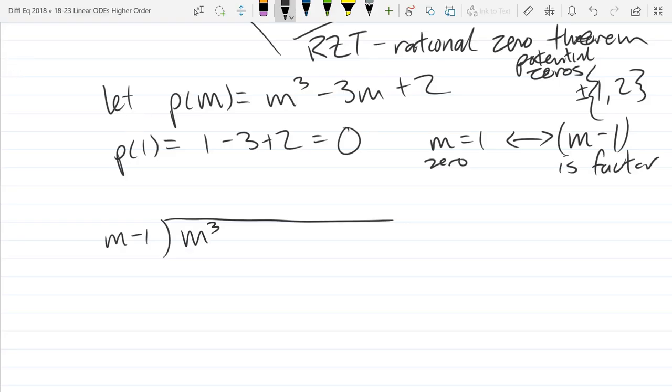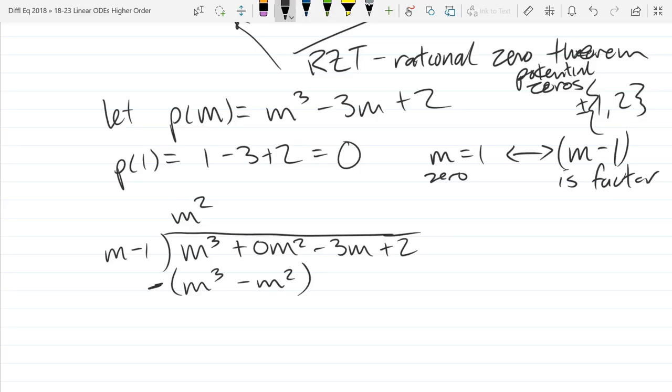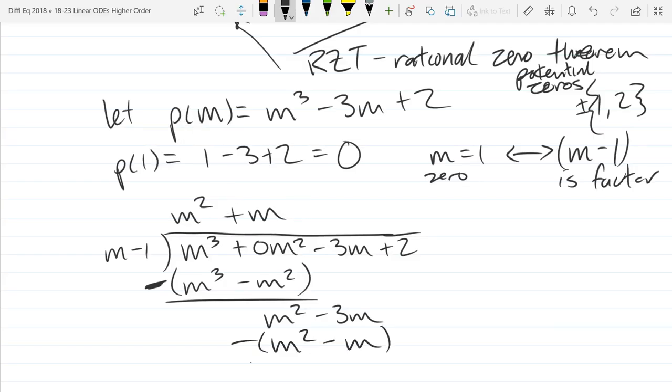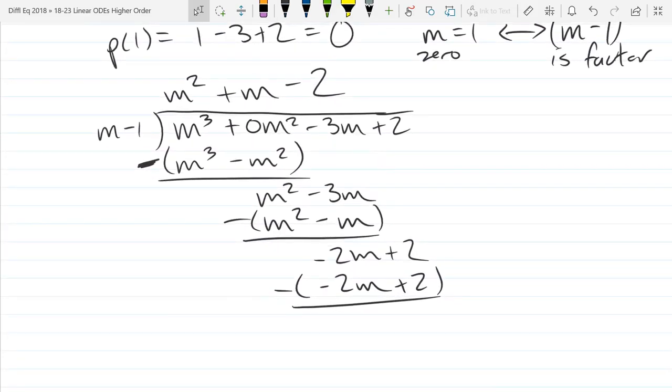We're going to divide our cubic by m minus 1. So our cubic is m cubed. There is no m squared, so I'm writing plus 0 m squared minus 3m plus 2. And we're doing long division. It's been a while since we've done that. So we got m squared times m, m cubed minus m squared. Make sure you're subtracting. So we got m squared minus 3m plus m. That's m squared minus m. And then we're subtracting. So negative 3 plus 1, negative 2m plus 2, negative 2m plus 2, subtract, and we better get remainder 0, and we do.